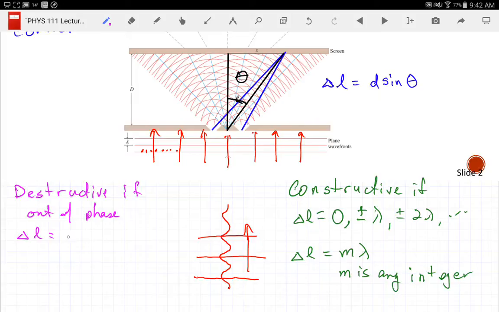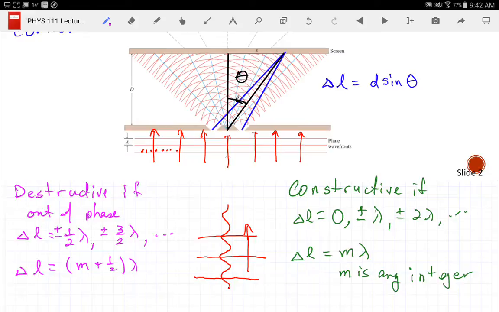Half a wavelength. So if delta L is 1/2 wavelength, and we could put plus or minus a half wavelength, or if we shift by another wavelength, we're going to be back to the same situation, so we could have plus or minus 3/2 wavelength, etc. So we write this as delta L is equal to m plus 1/2 lambda, where m is again any integer.